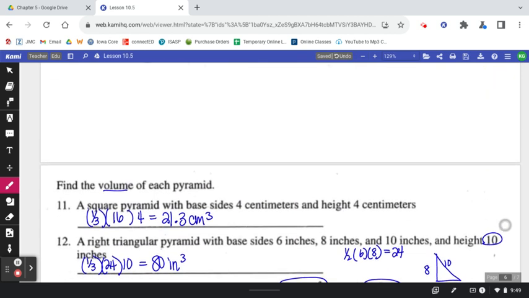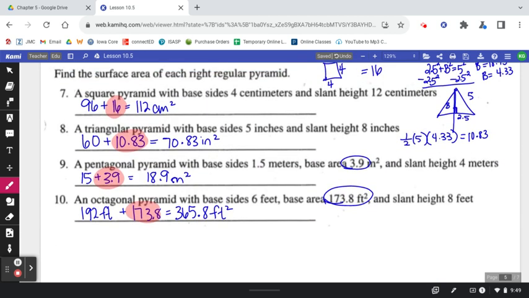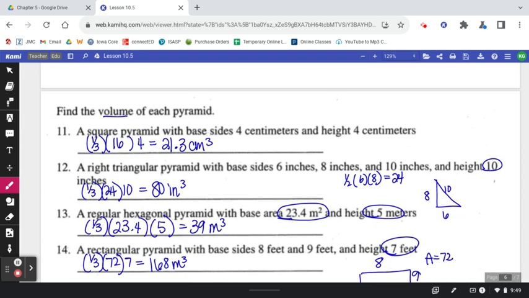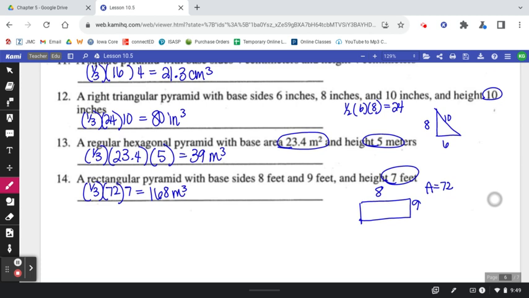So I guess just be careful that they don't switch on you. Like I thought we were going to need all these base areas here, but then they changed what kind of shape we were doing, so just make sure that you read the directions.